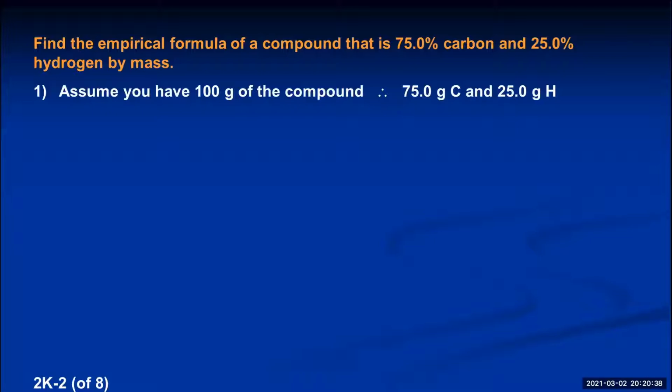So actually, you're going to do a calculation with this fake sample that's 75 grams of carbon and 25 grams of hydrogen, but the answer is going to come out exactly the same as if you would have started with 3 grams of carbon and 1 gram of hydrogen, if that's what they weighed in the experiment.